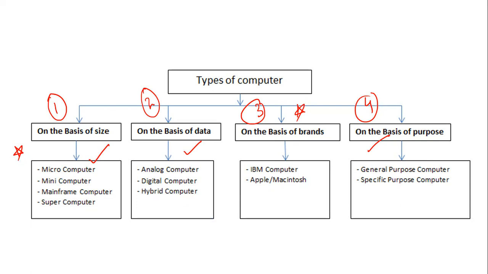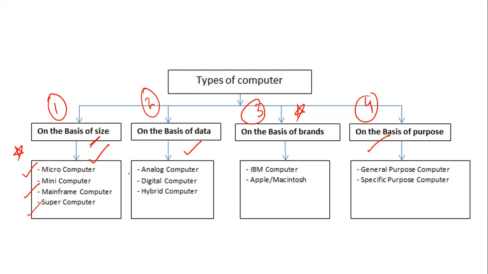Okay, now let's understand on the basis of size. What are the computers on the basis of size? On the basis of size, we have microcomputers, minicomputers, mainframe computers, and supercomputers. You should remember this difference also, because you may get a simple question based on difference. So you should be able to answer this.